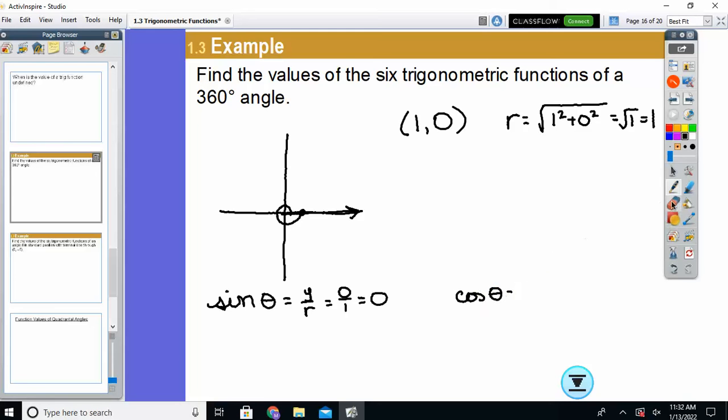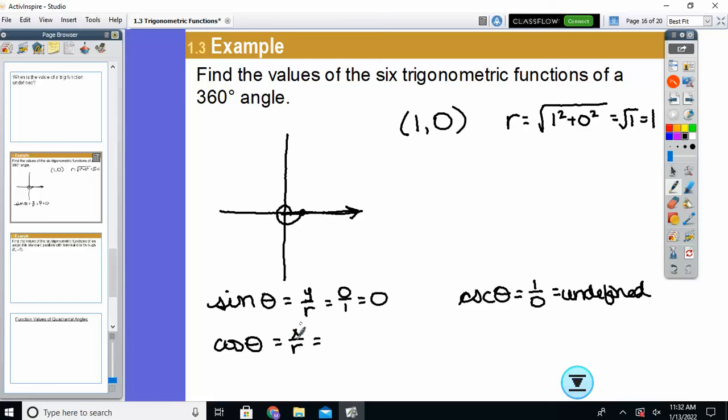Cosine is, let's do secant. Cosecant first. So cosecant is a reciprocal of sine. So 1 over 0. We can't divide by 0, so we call that undefined. Cosine, definition from yesterday, x over r. So the x value of this point is 1. My r value is 1. So 1 divided by 1 is 1. Secant is the reciprocal of cosine, so 1 divided by 1, which is still 1.